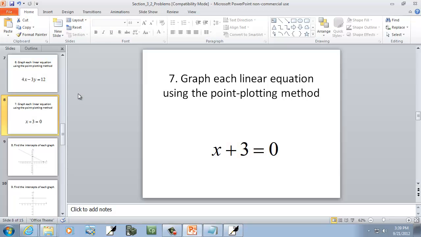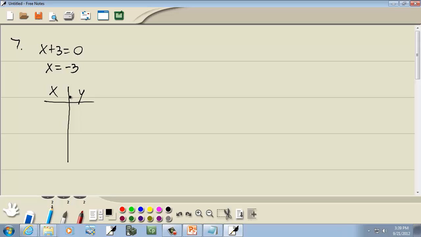Well, if I do my point plotting here, it says using point plotting method. Let's pick values for y. So we've got negative 1, 0, and 1. Well, if y is equal to negative 1, x is negative 3. If y is equal to 0, x is negative 3. If y is equal to 1, x is negative 3. I think you see the pattern here. No matter what, x is equal to negative 3. That's what happens when you have a single variable like that. Well, let's see what that graph looks like.